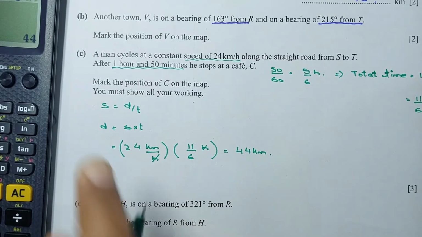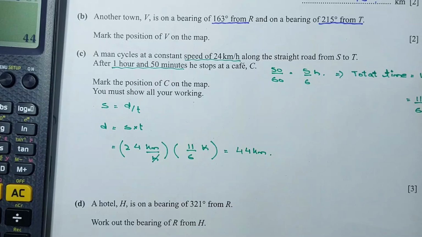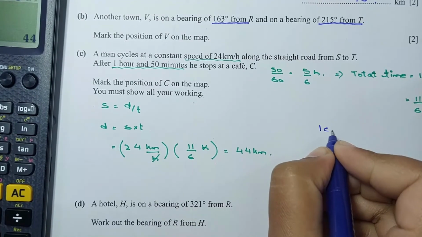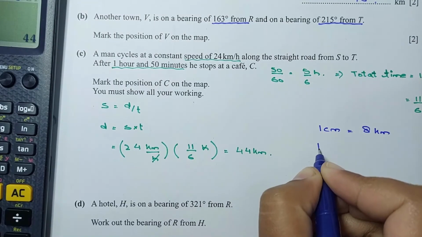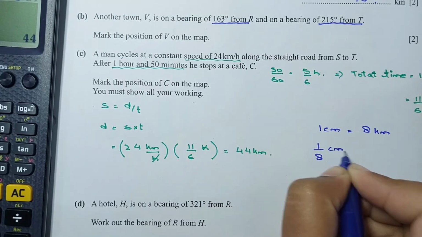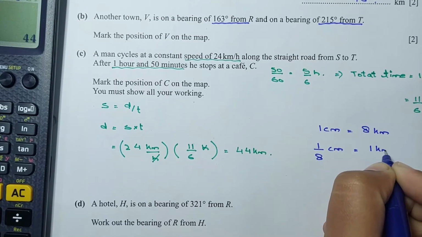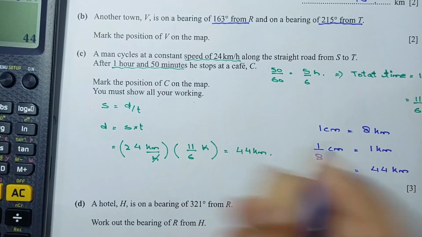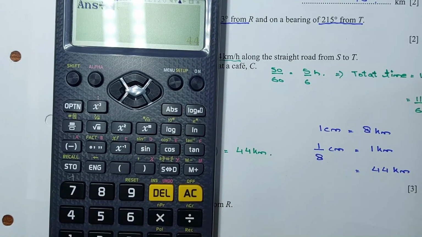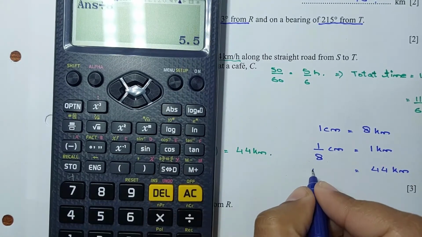We have to mark the position in terms of centimeters. According to the scale, we have given that 1 centimeter is 8 km and 1 over 8 centimeter is 1 km. And what is 44 km? 44 km is 44 divided by 8, which is 5.5 centimeters.